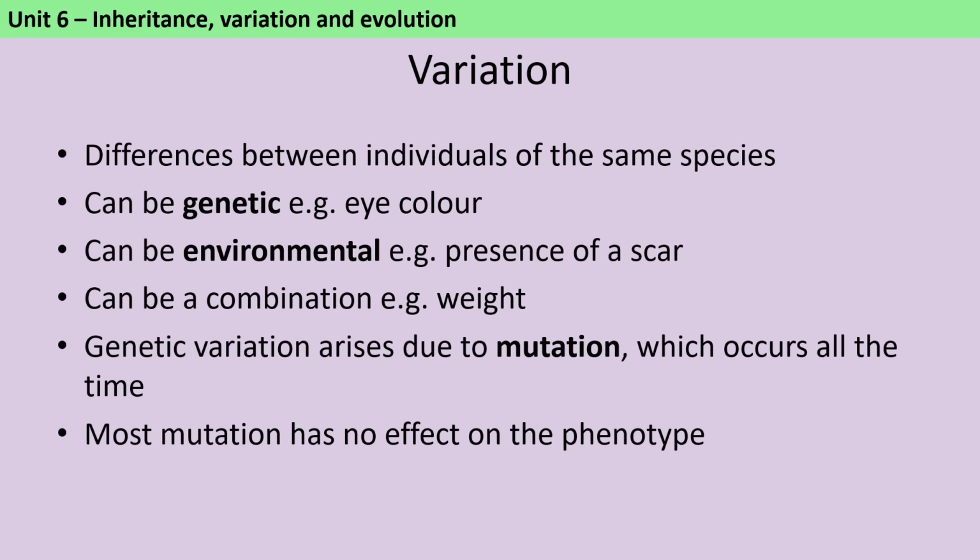Variation is differences between individuals of the same species, and it can have a genetic root, an environmental root, or be a combination of the two. Genetic variation arises due to natural mutation, and it can be passed on if that mutation is happening to cells that are producing gametes. But most mutation has no effect on the phenotype, either because it doesn't actually change the amino acid sequence of a protein, or because it's happening in a non-coding region, or because that mutation is not happening in cells that are responsible for producing sex cells.